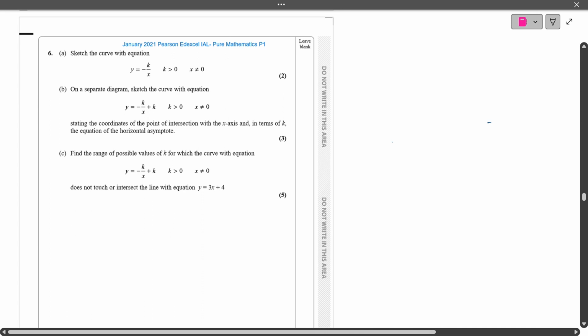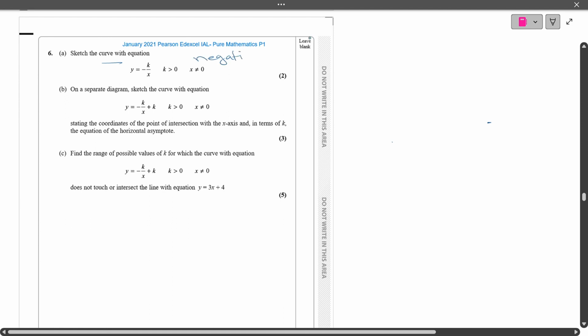In this video, I will be solving question number 6 from paper January 2021 Pearson Edexcel Pure Mathematics P1. Sketch the curve with the equation y equals minus k over x. So in the question, they have asked us to sketch the curve of a negative reciprocal graph.